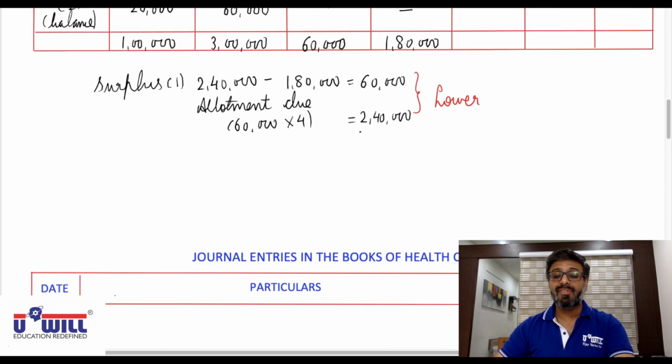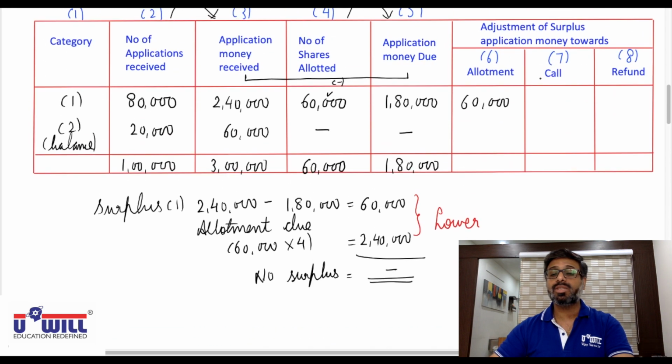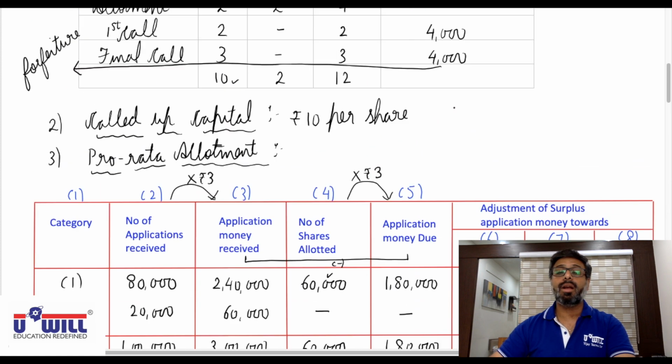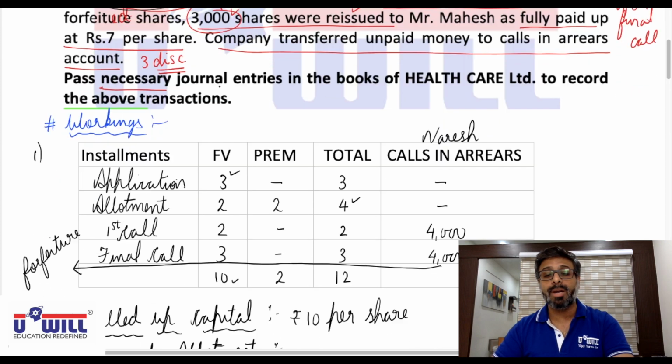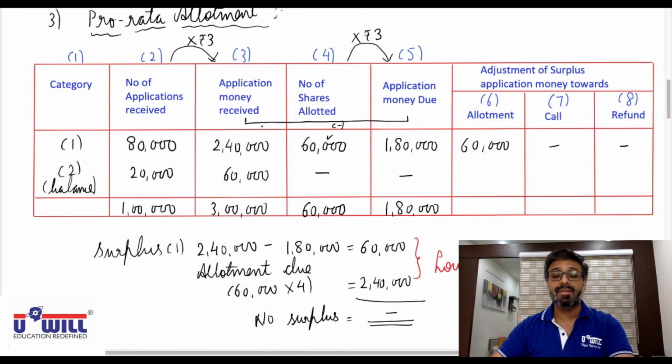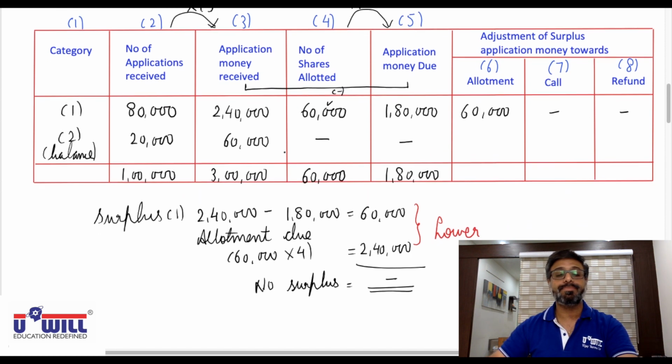60,000. Now after this no surplus will remain. The entire 60,000 is adjusted, so now no surplus further remains to adjust with call and refund. Now you understand this language: excess money received on application was adjusted against allotment money. Excess money received on application, 60,000, is adjusted against allotment money. So the question itself has given you the indication that after allotment no adjustment is there towards call or refund.